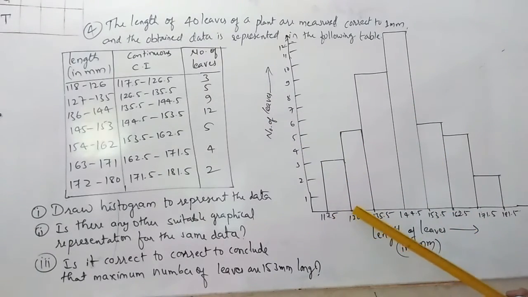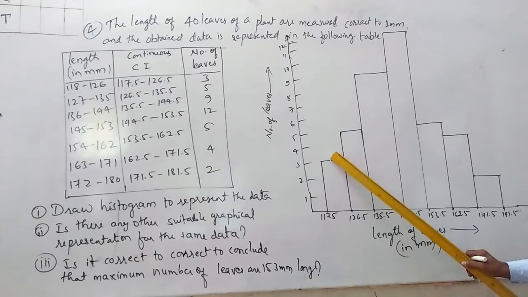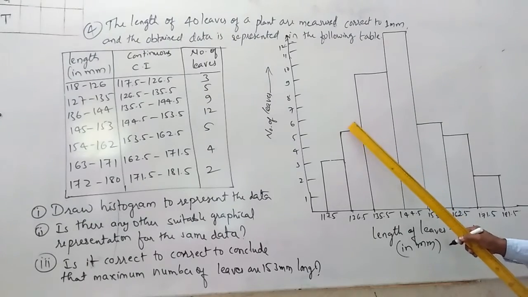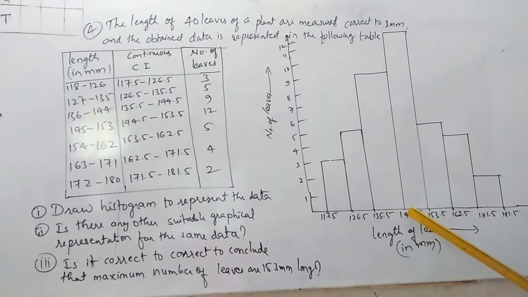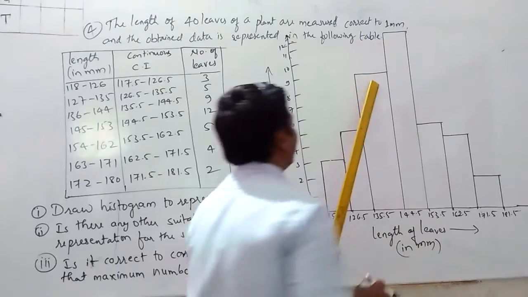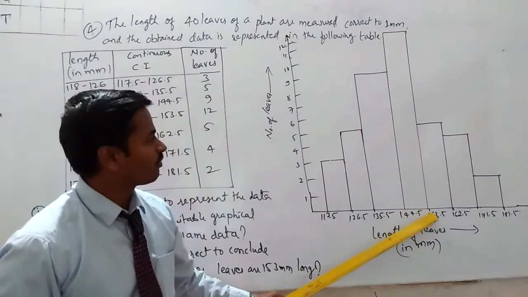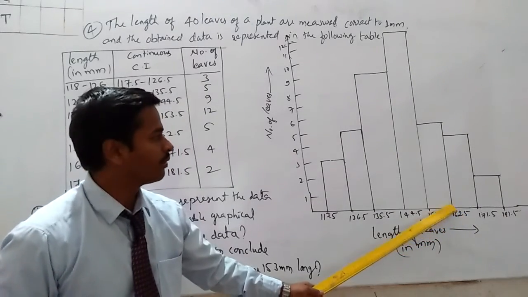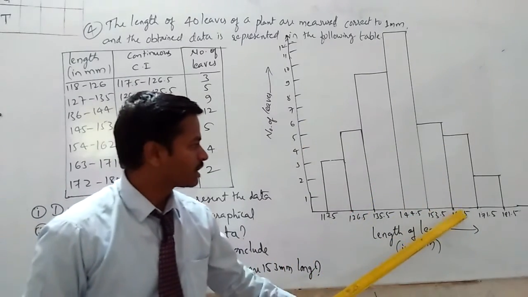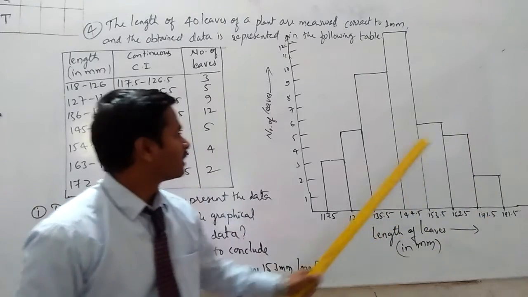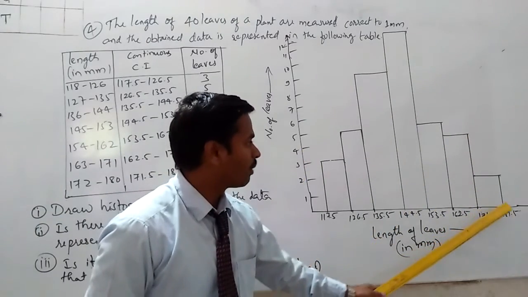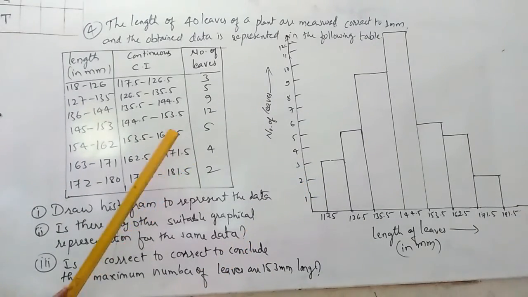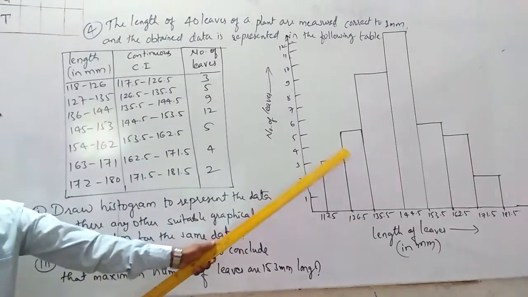Here, from 117.5 to 126.5, 3 leaves are there. 126.5 to 135.5, 5 leaves are there. 135.5 to 144.5, 9 leaves are there. 144.5 to 153.5, 12 leaves are there. 153.5 to 162.5, 5 leaves are there. 162.5 to 171.5, 4 leaves are there. 171.5 to 181.5, how many? 2 leaves are there. This is the way to represent the given data in the form of a histogram.